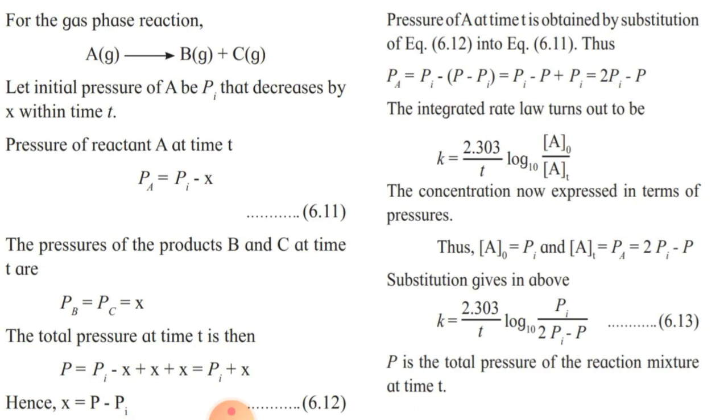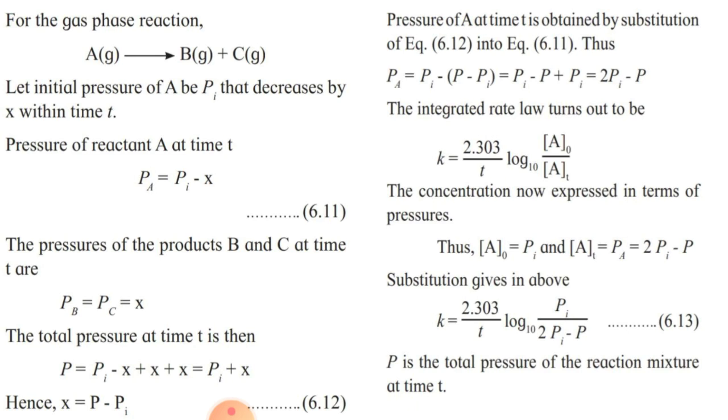What is the value of Pa? We have found the value. Pa is equal to 2Pi minus P. So we are substituting these values in the integrated rate law equation, so that the integrated rate law equation changes to K is equal to 2.303 upon T log to the base 10 Pi upon 2Pi minus P. This P is the total pressure of the reaction mixture at time T. So here student, we have found the integrated rate law for gaseous phase reaction.